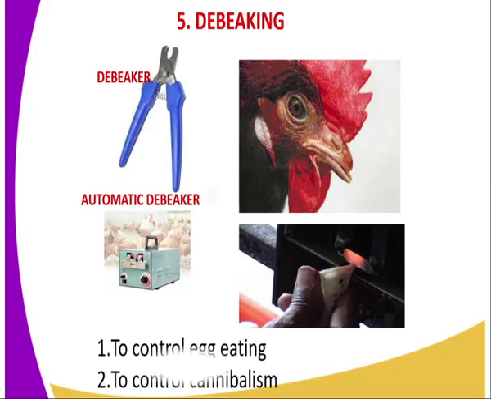Then we go to the next one, and what are the reasons or advantages for carrying out debeaking? The first one, it is meant to control egg eating vices in the poultry farm, and also number two, to control cannibalism. And therefore, if you realize that there are cannibals in the farm, you are supposed to carry out debeaking. And also, if you identify that there are perpetual egg eaters, you are supposed also to carry out debeaking.